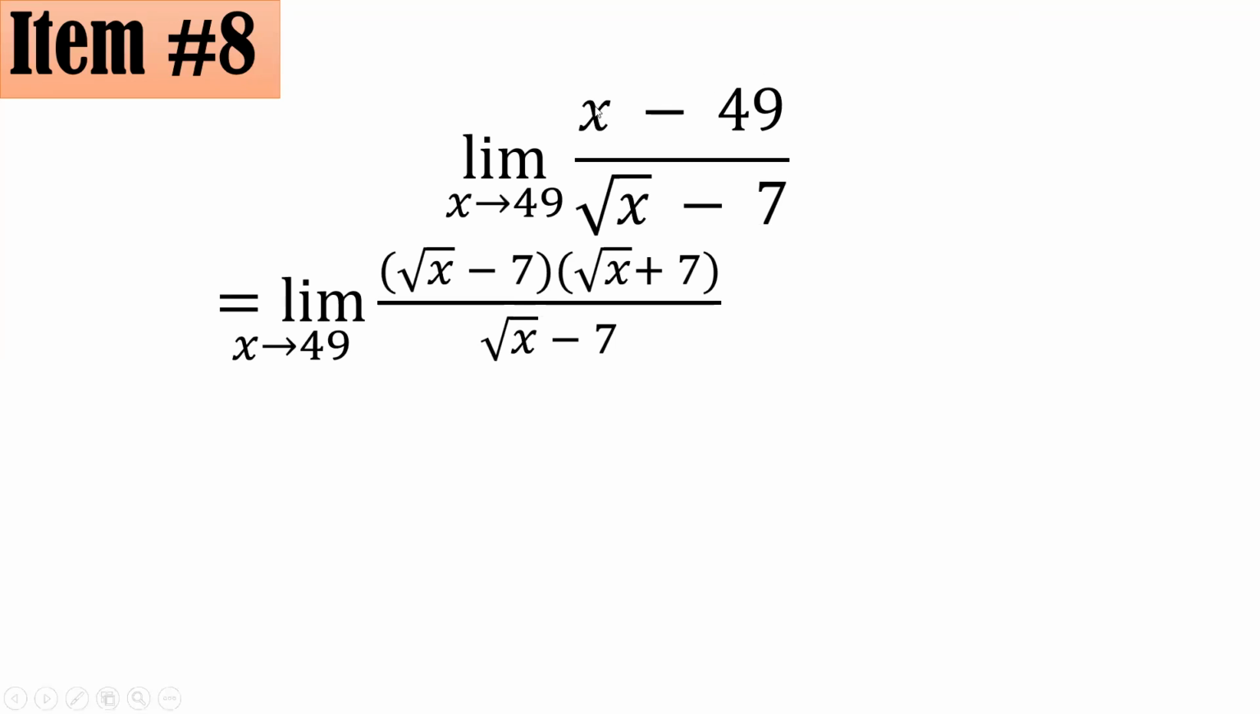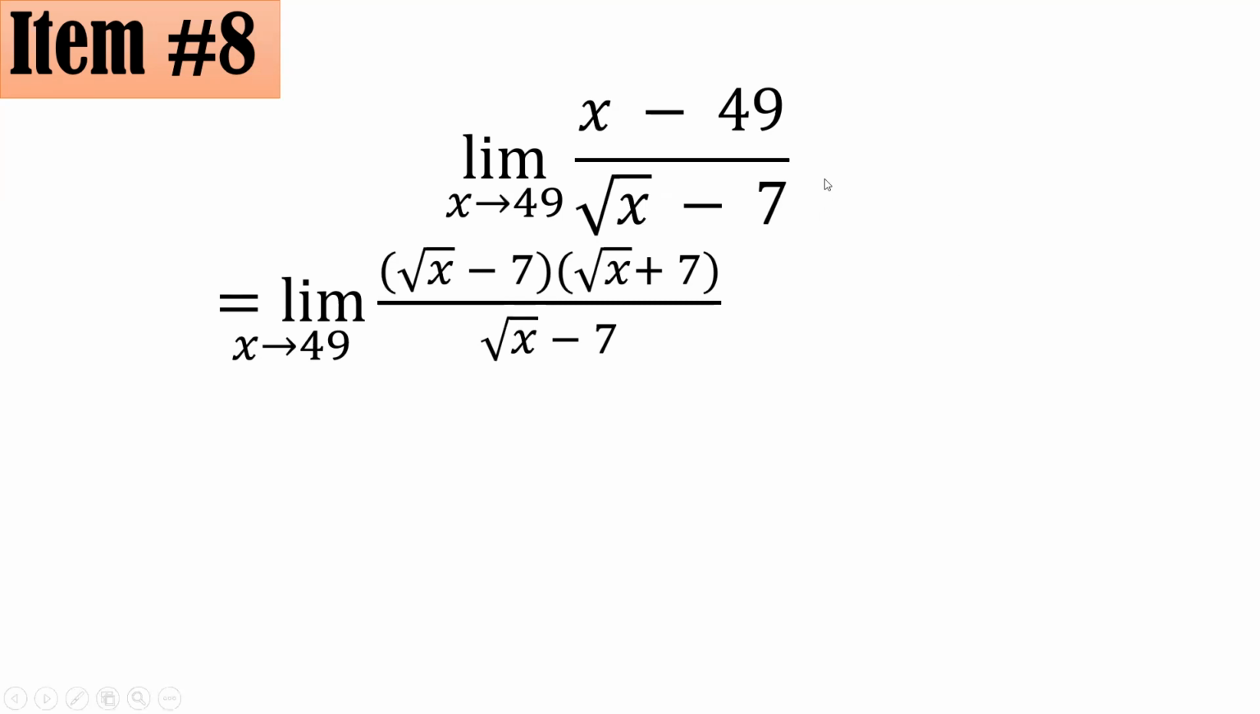Again, yung square root of x is square root of x. So square root of x, square root of x. 49 is a perfect square. Square root of 49 ay 7. 7, 7. Isang minus, isang plus. So sure po ako na kapag minultiply mo yung dalawang yan, magiging x minus 49 din po yan.